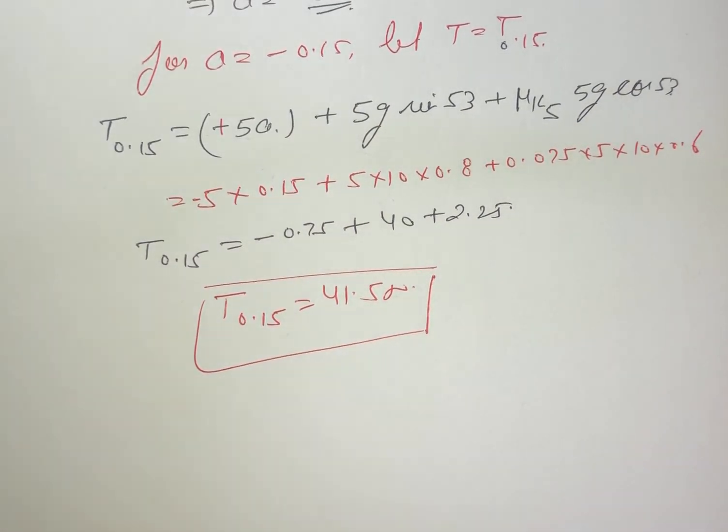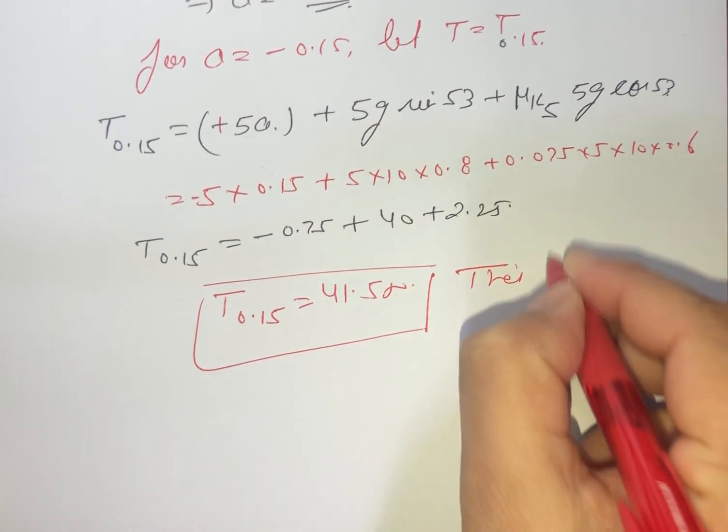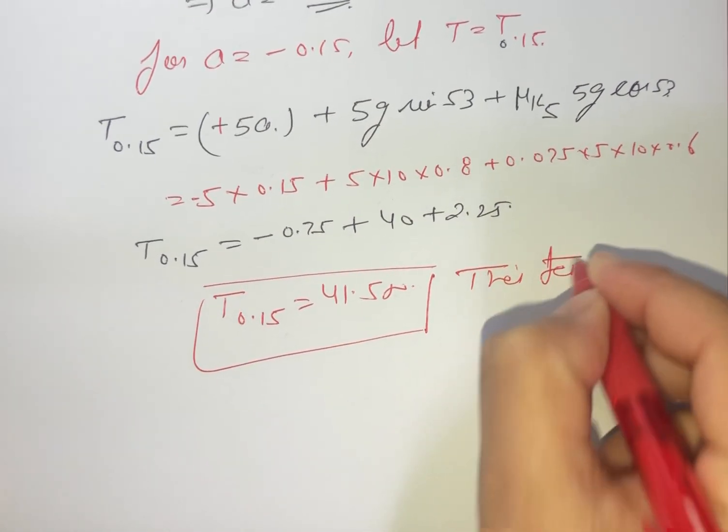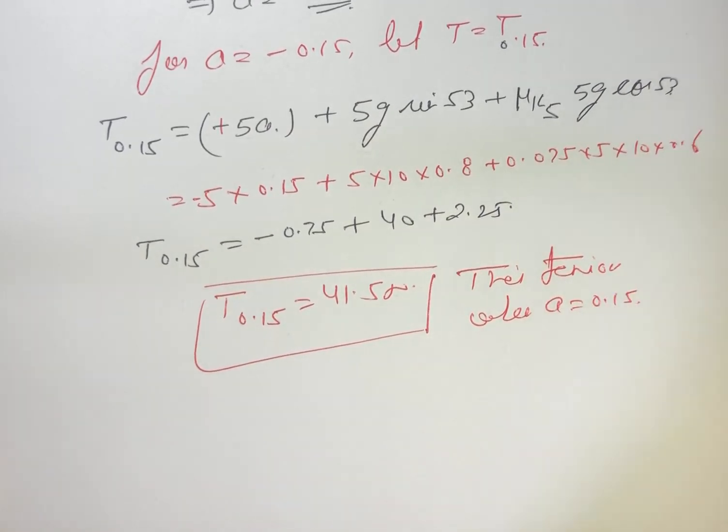Okay, so this is the tension when acceleration is 0.15. So this completes the question.